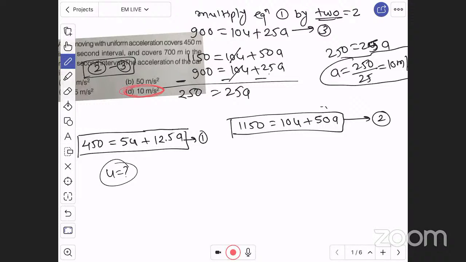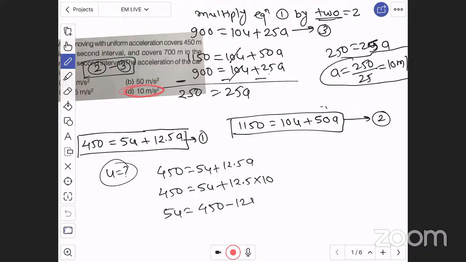Then you can say 450 is equal to 5U plus 12.5A. Put the value of A. Therefore, 450 is equal to 5U plus 12.5 into 10. Therefore, 5U becomes 450 minus this 125. Therefore, U will become 450 minus 125 divided by 5. It will be in meter per second.